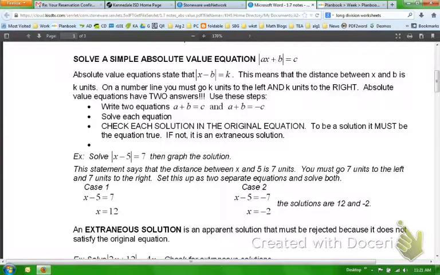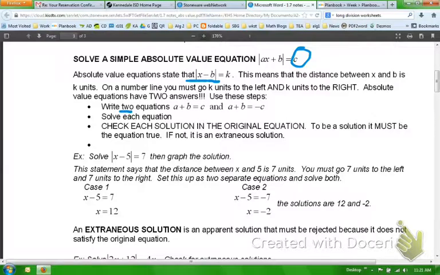To solve an absolute value equality, you use that knowledge that you are moving this many units in either direction. So you begin, you have your original equation, and in this case it's the absolute value of x minus b equals k. This means the distance between x and b is k units, and it can be a positive direction or a negative direction. To begin the solving, you write 2 equations.